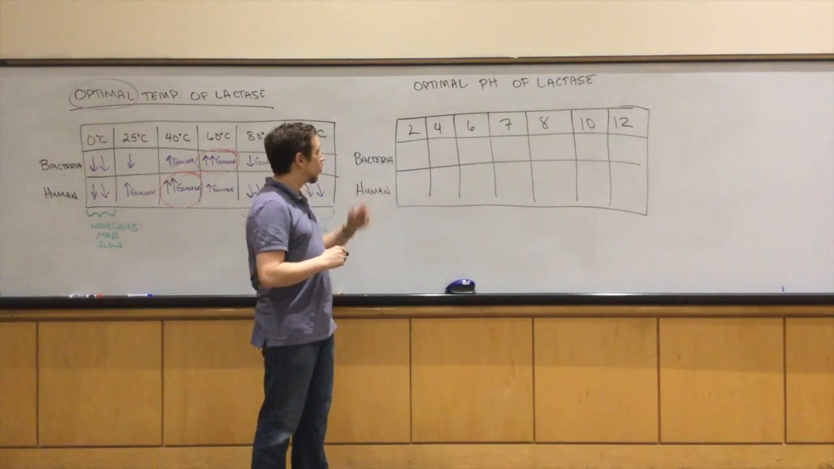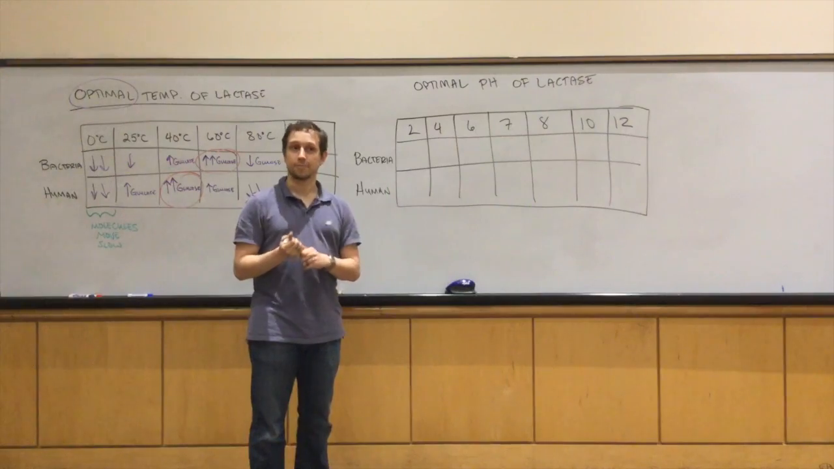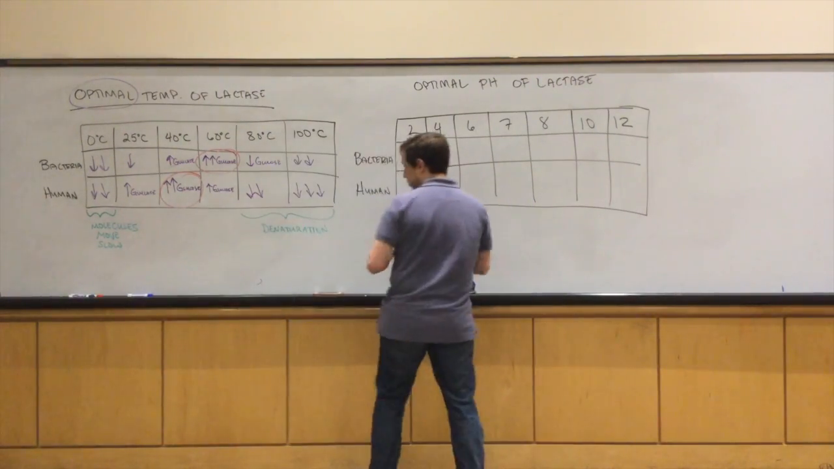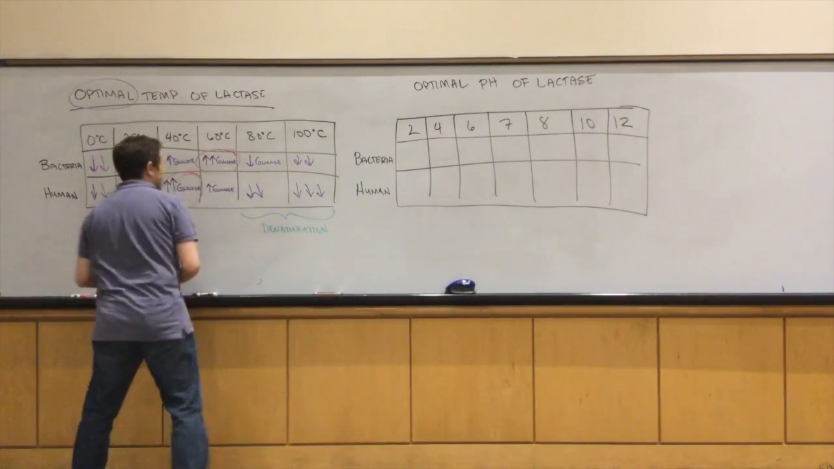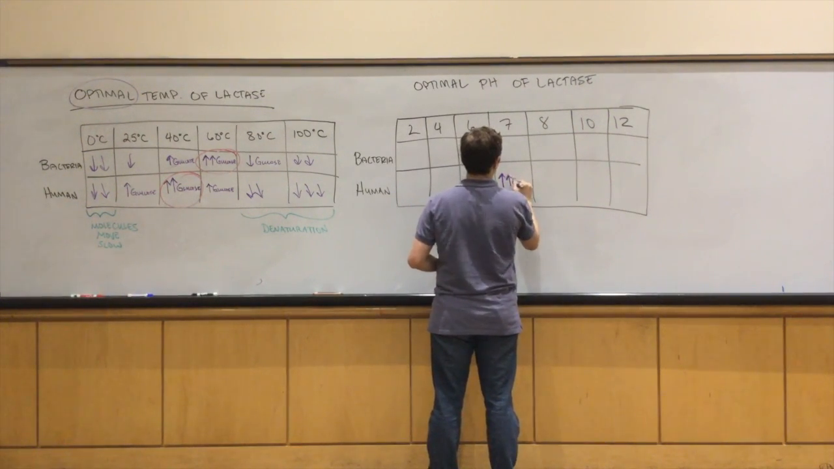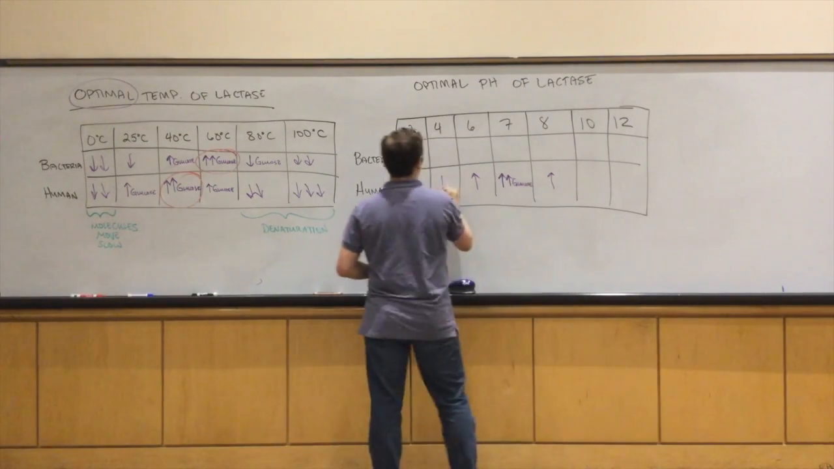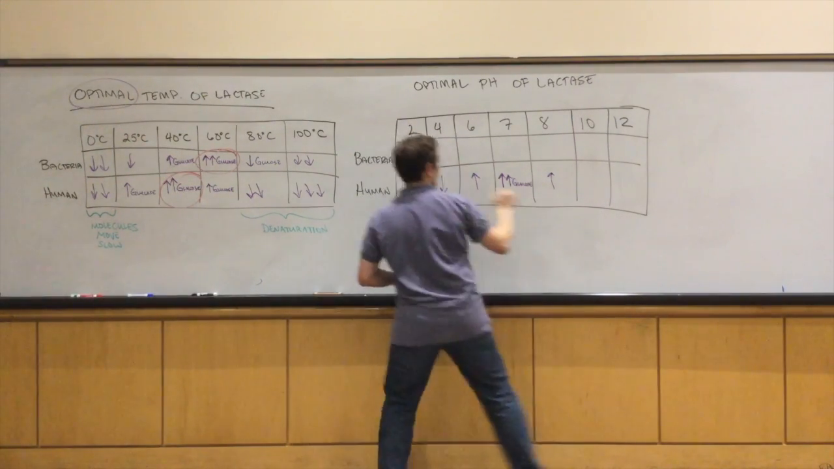So knowing that, where do we expect to see our optimal pH for human lactase? At about 7, right? So we would expect to see our higher levels of glucose at 7 if this enzyme came from humans, and then we're going to start to see that amount of glucose decrease the farther out we get.